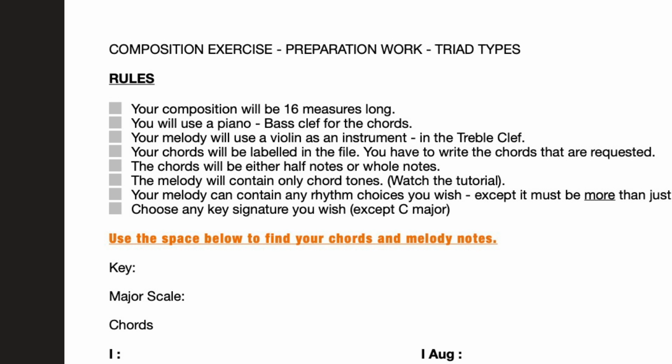I'll check them off as I read. The first one, your composition will be 16 measures long. Great. We know one rule. The next one, you will use a piano as a bass clef for the chords. Great. Your melody will use a violin as an instrument in the treble clef. Awesome. So we've got 3 rules: 16 measures long, a piano for the chords in the bass clef, and a violin in the treble clef for our melody.